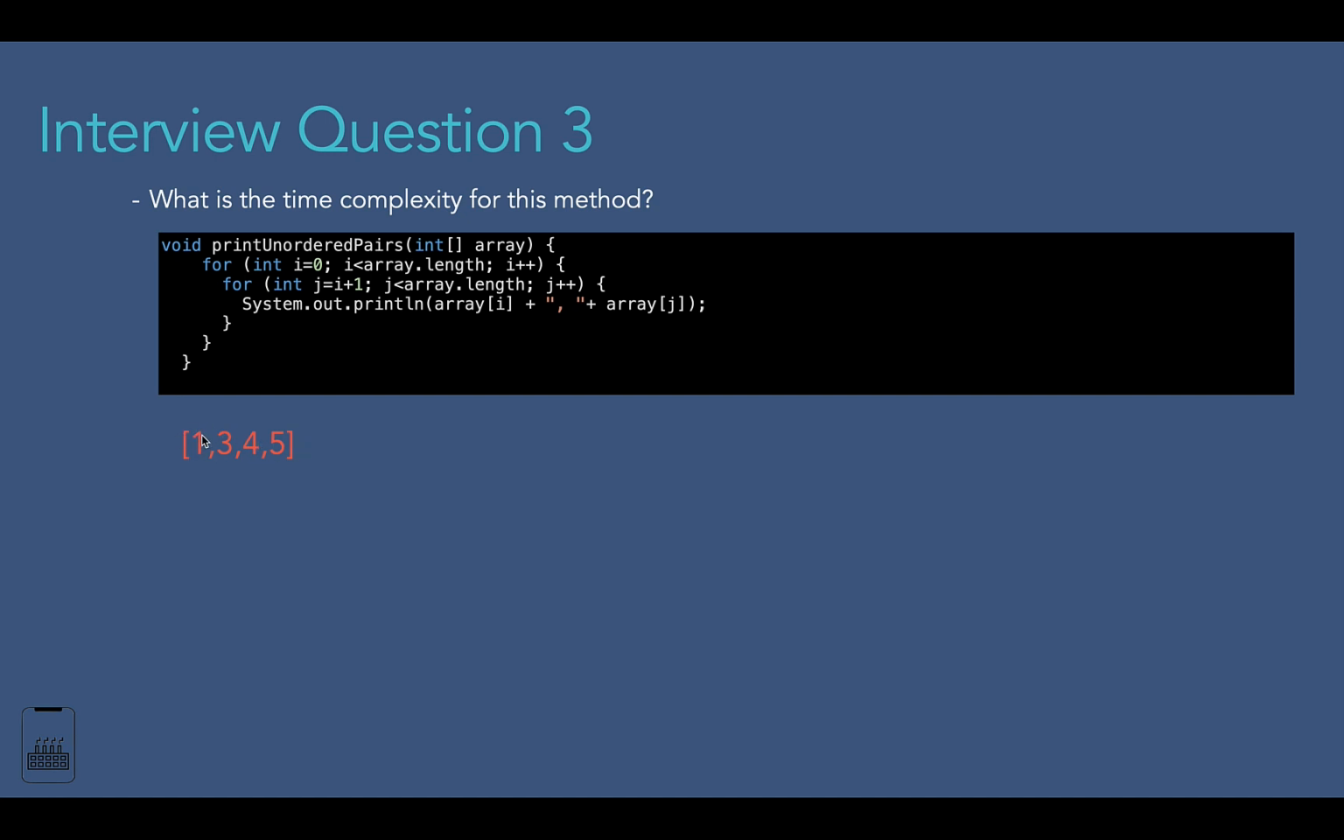But in this case, we will take the first element and print it out with the next elements, and continue to the second element and print out pairs with the next elements, not with itself. And here you need to take into account that when we take, for example, 3, it's not printing out the previous elements. So we are not going to print out pair 3 with 1. As you see, inside this loop, the second loop starts from I plus 1. Basically, in our previous video, it was starting from 0, but in this case, it starts from I plus 1. That's why we call it unordered pairs.